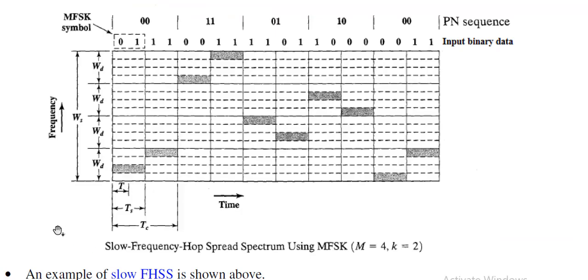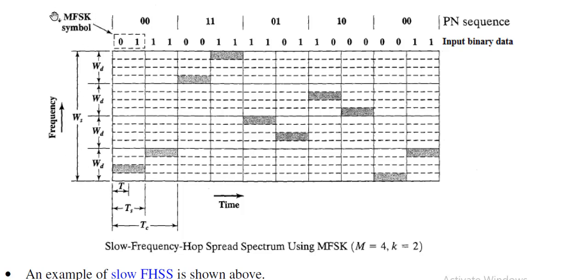So here is an example of a slow frequency hop spread spectrum. Let's say that we have this data 0, 1, 1, 1, 0, 0 and so forth, and we want to encode them using MFSK as a first stage and using frequency hopping as a second stage. Here we are encoding by 2 bits, which means that we are using 4 frequencies, 4 carriers, 4 bands, 1, 2, 3 and 4. So 00 is here, 01 uses this frequency, 10 and 11. This is the frequency band that we're going to use.